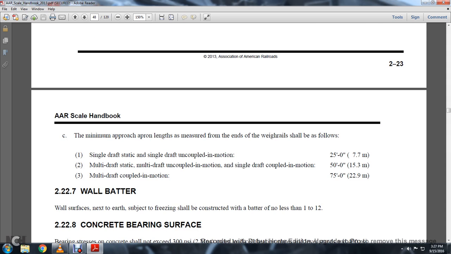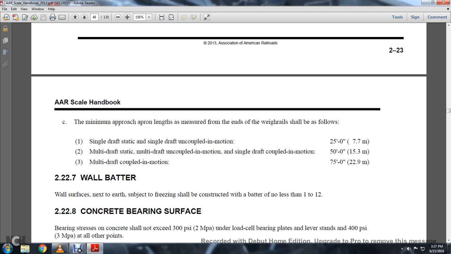The minimum approach apron length is measured from the end of the weighing of the rails and shall be as follows: single draft, static; single draft, uncoupled, in motion; multiple draft, static; multiple draft, uncoupled, in motion; single draft, coupled, in motion, 25 feet; 50 feet; and 75 feet, multiple draft, coupled, in motion.